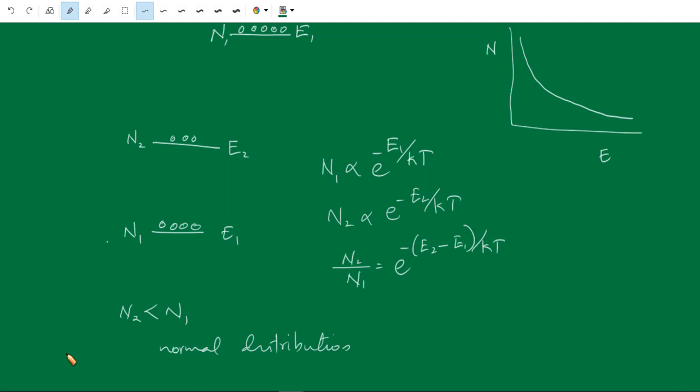But for stimulated emission to occur, more number of particles should be there in the upper energy levels.